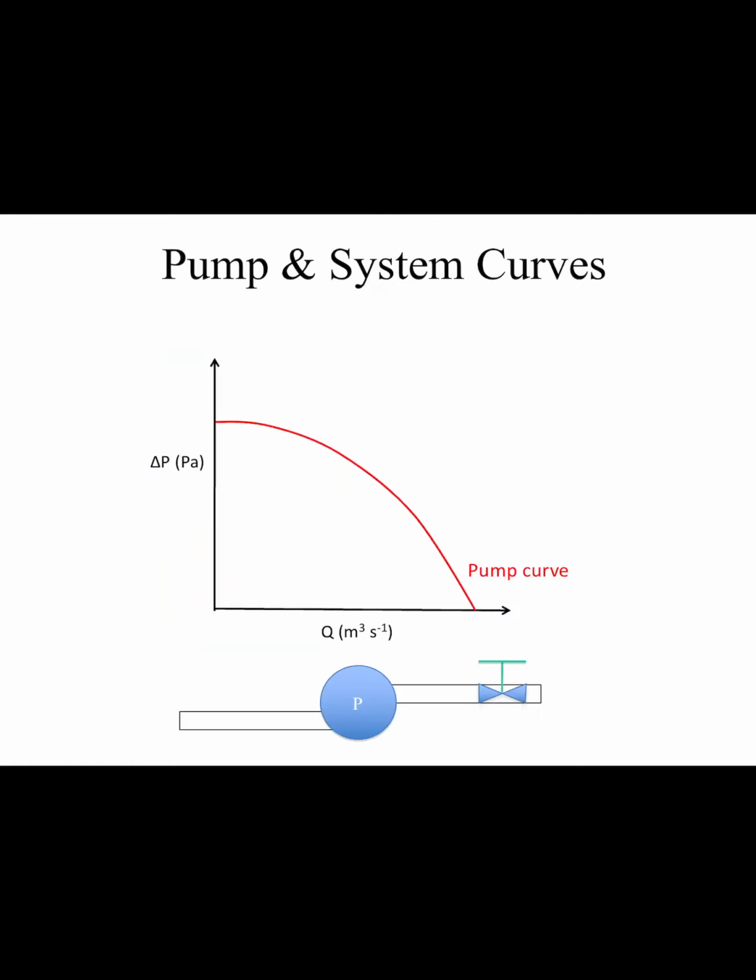All right, so let's talk about pumps for a minute. Pumps and system curves. Here is a delta P versus Q plot, and it represents a very simple system that I've drawn below. I have a pipe, a pump, a pipe, and then a valve. Let's say this connects back together. So my system is going to be pipe plus valve.